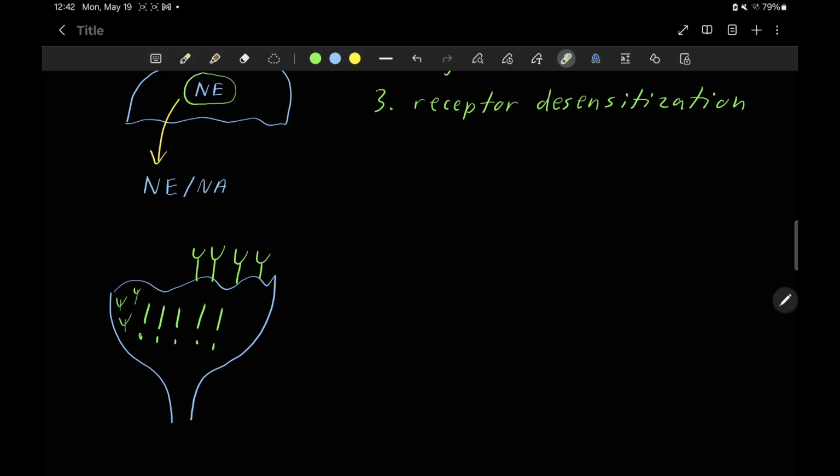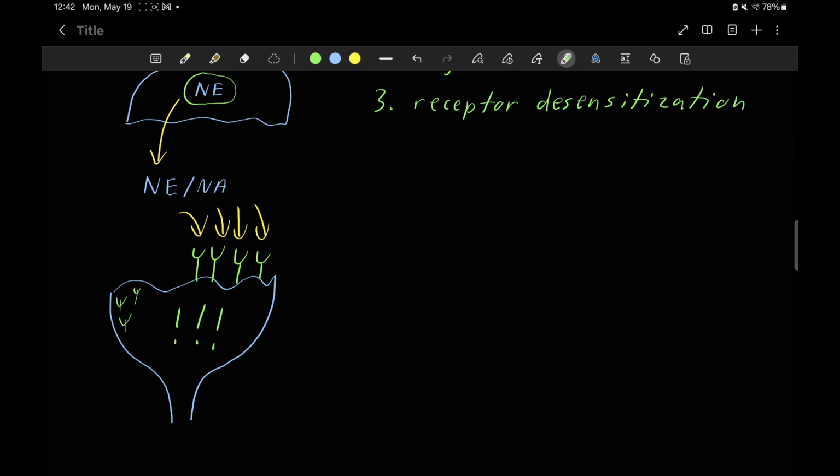So because there's less available receptors for norepinephrine to go and bind onto, the total response inside the cell is decreased, because now you have the response of only 5 receptors instead of 10 receptors, because the other 5 are inside your cell now, and norepinephrine cannot go inside to bind onto them. And this is called receptor desensitization, and it helps keep responses under control.